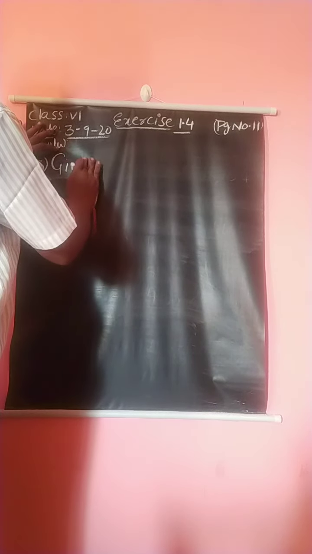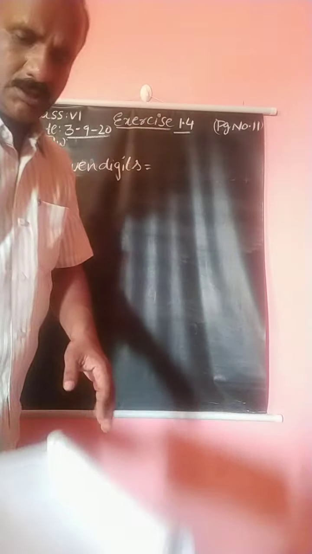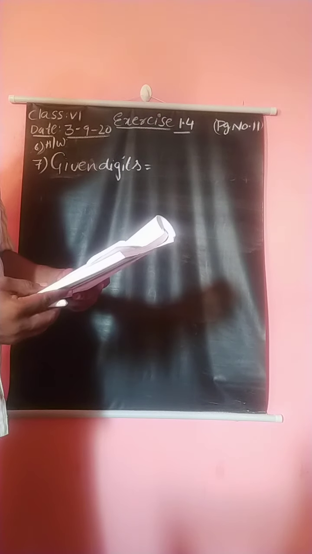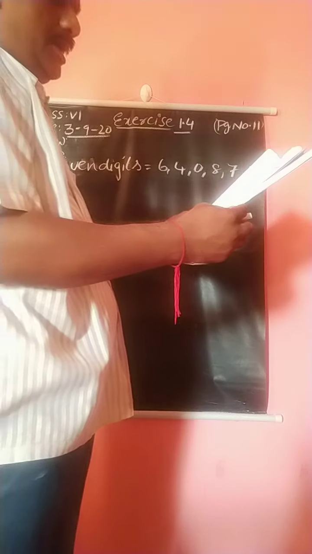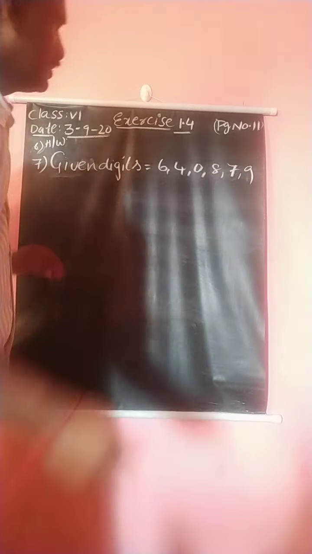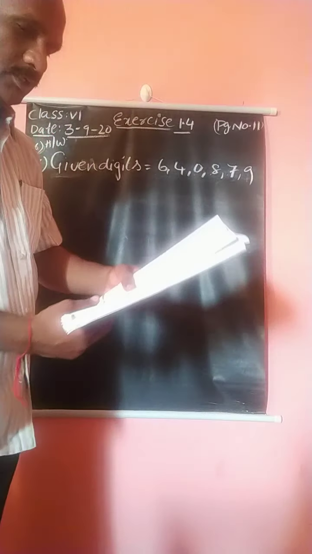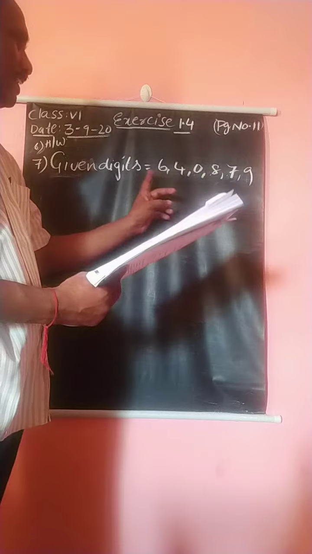Given digits. What is the given? 6, 4, 0, 8, 7 and 9. By using all the digits, the 6 digits 6, 4, 0, 8, 7, 9. Then once again we'll go for that. What is that? 6, 4, 0, 8, 7 and 9.